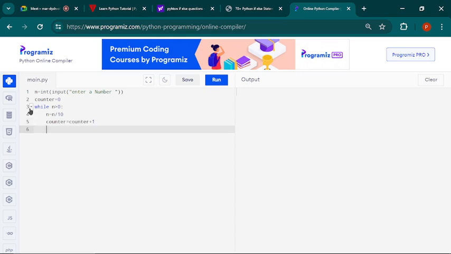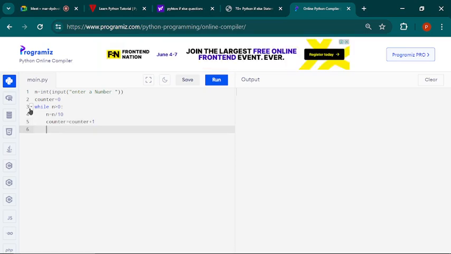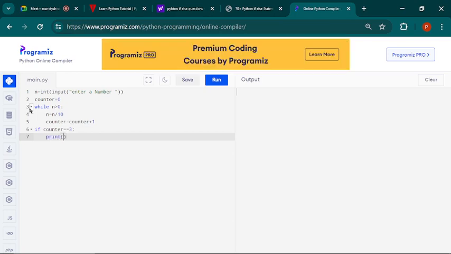And then what will we have? Since we have to check whether it is a three digit number or not, we will check if counter equals 3. Why will we check? If the counter becomes 3, it means it has only 3 digits. If you have 2 digits, then the counter will become 2, but you have to check for a 3 digit number, so it will give you false. So we have to print true.